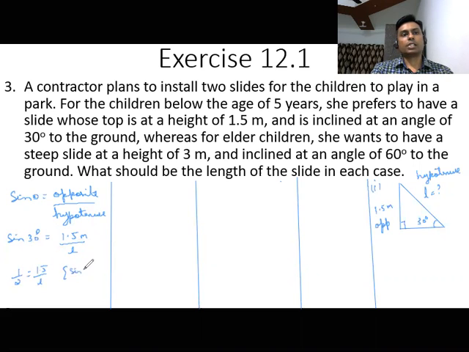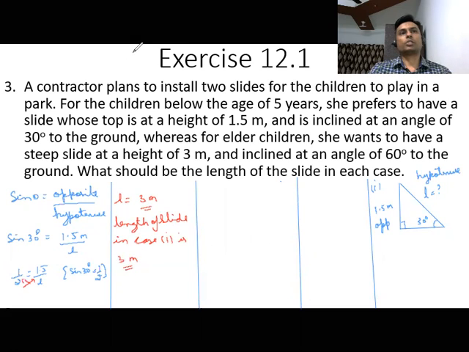Keep that in mind. Sine 30 degrees is equal to half. Now cross multiply. Take L on top, take 2 on top. So L will go on the other side, 2 will come here. So I have L is equal to 1.5 into 2, 3 meters. So length of slide in the first case is 3 meters. So we got that.